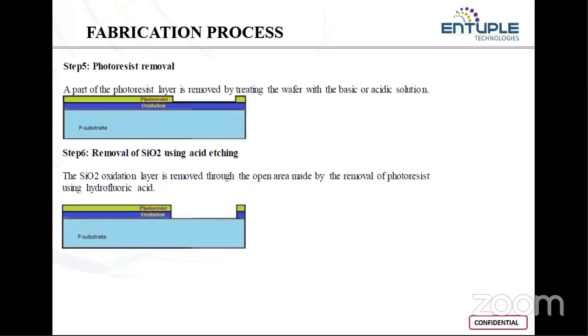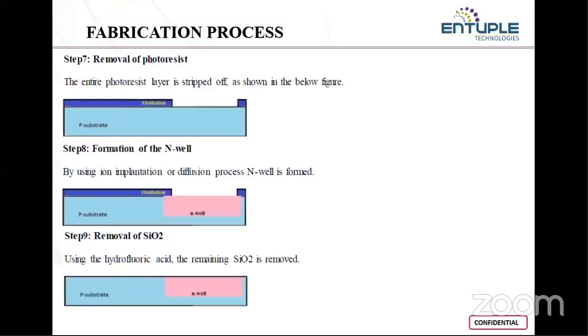We have just removed the oxide layer by using hydrofluoric acid, and then we remove the photoresist also, because that is acting as a protective layer for oxidation. Since we have removed the unwanted oxide layer, we remove the photoresist also. Now we go for the diffusion process. We diffuse the n-type material within the p substrate, and once this diffusion is done, we remove that oxide layer also.